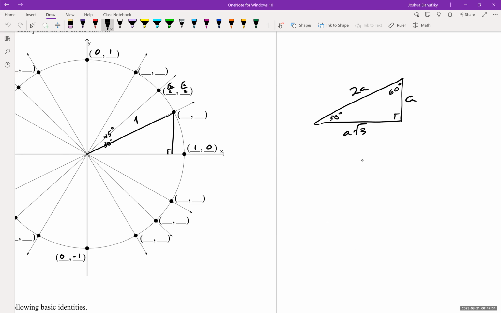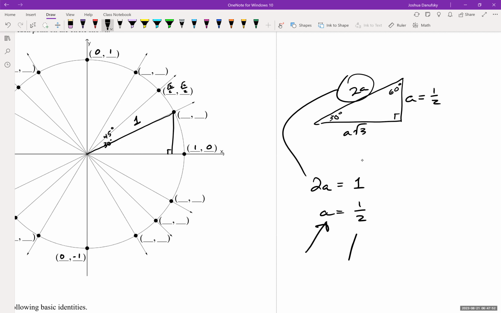Again, we know that the hypotenuse is 1. So this value right here, 2A is equal to 1. That means A equals 1 over 2 when we divide both sides. So this guy is 1 over 2. And then if we multiply that by root 3, multiply both sides here and here by root 3, we'll get this value, which is going to be root 3 over 2.